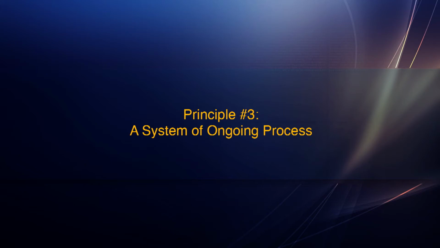Principle 3: A system of ongoing process. The third pillar of TQM as applied in academics is a recognition of the organization as a system, and the work done within the organization must be seen as an ongoing process. The primary implication of this principle is that individual students and teachers are less to blame for failure than the system in which they work.